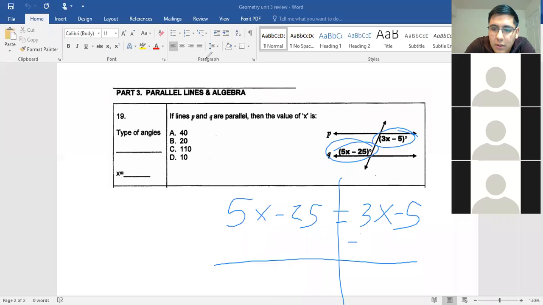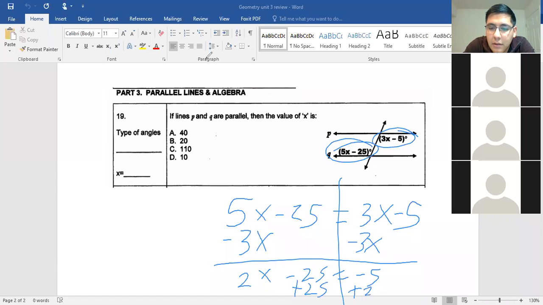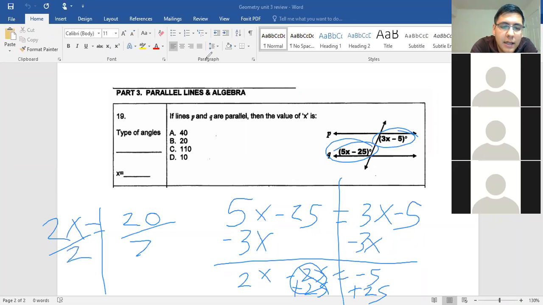So solving this equation, we're going to subtract 3x. Then we're going to add 25. We should actually have, I'm going to write it over here, 2x is equal to -5 plus 25, which would be positive 20. And our last step there would be to divide. So x is equal to 20 divided by 2, which is 10, which is the answer D.